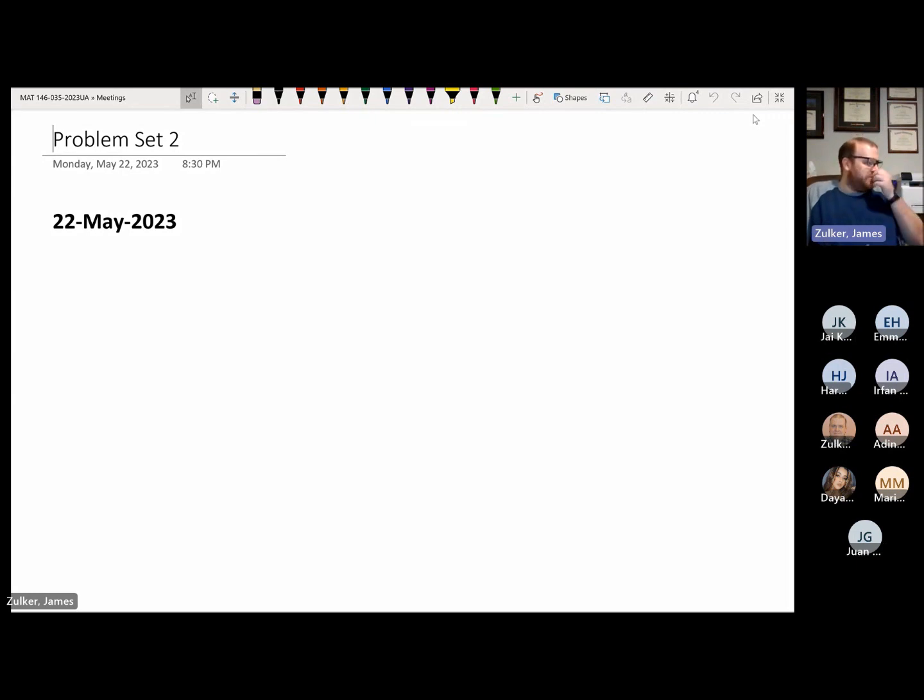Okay. Now moving on to domain and range. So when we write out a function, you typically write it this way: f from A to B.